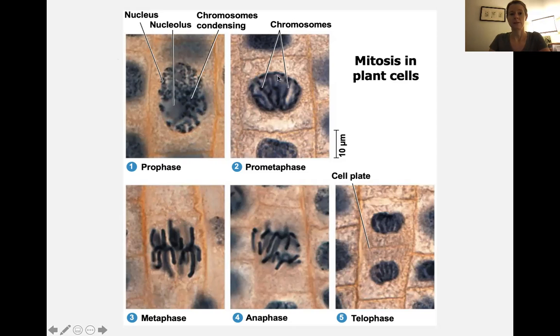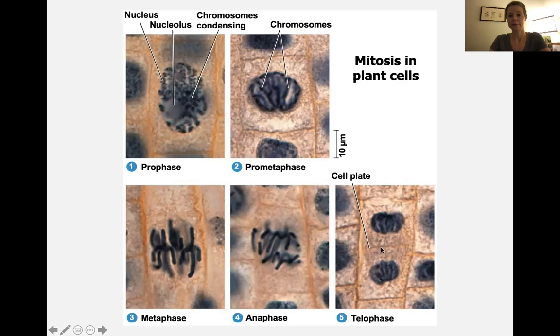And then moving into prometaphase, now you do have really distinctive chromosomes. So it starts in prophase, moving into prometaphase, you have distinct chromosomes. Metaphase, you can see this lining up of the chromosomes along the midline of the cell. Anaphase, they're being pulled apart. So these two halves are splitting apart.